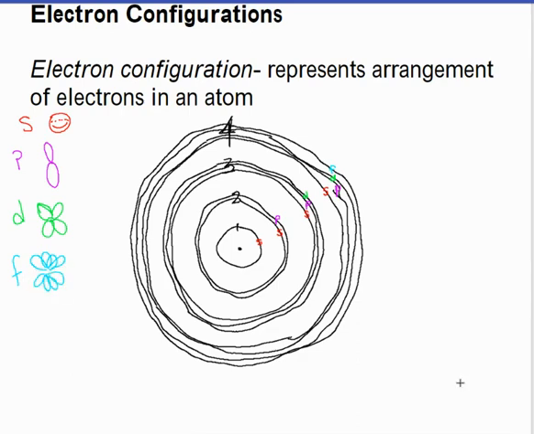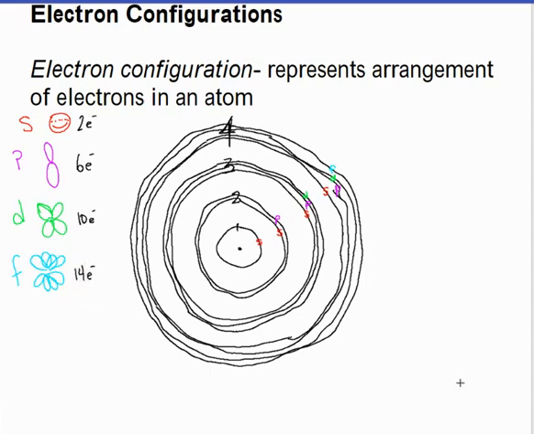Go look those up. And the number of electrons that each of these holds is S can hold 2 electrons. P, all three of them combined, holds 6 electrons total. D, remember there's 5 different shapes or orientations, and each holds 2 electrons for a total of 10 electrons in the D orbitals. And F, there's 7 different shapes, each holds 2 electrons for a total of 14 electrons in the F orbitals.